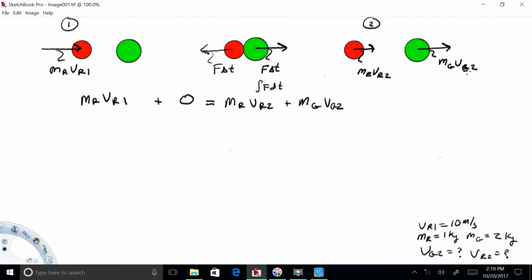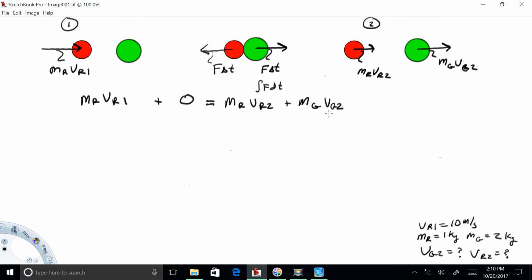Now, we have values in this example for the two masses. What we don't have is this VR2 or the VG2. So this equation has two unknowns. Don't spend much time staring at it. Just move on. Now, this is a one-dimensional example. That means we can only write one momentum equation. So we've exhausted what we can do as far as momentum is concerned.